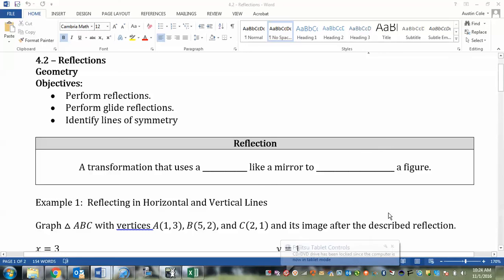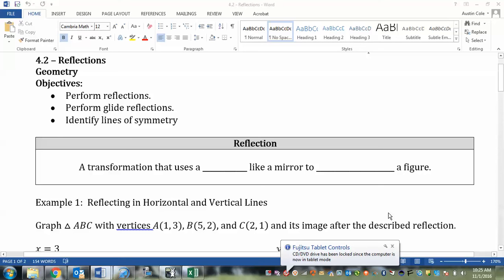All right, today we're talking about reflections. Our goals today are to be able to perform reflections, perform something called glide reflections, and then identify lines of symmetry. Now, last class we talked about translations, and another word for translation was slide, right? We're sliding, we're going to move a figure, okay?